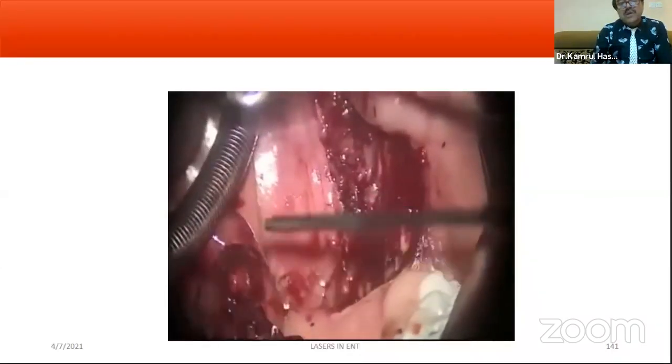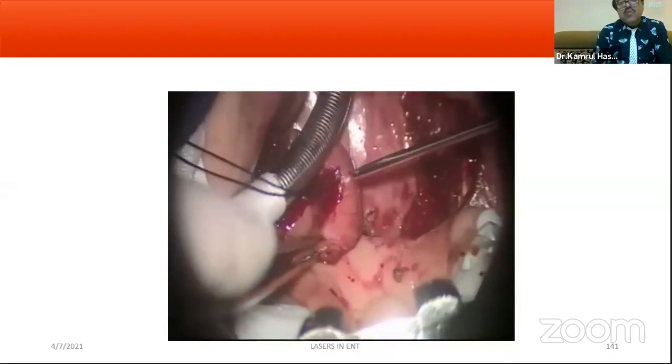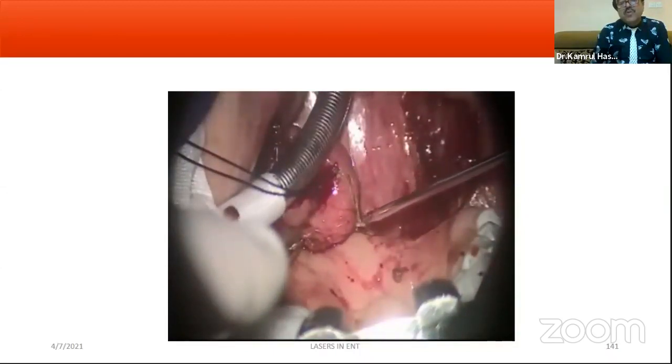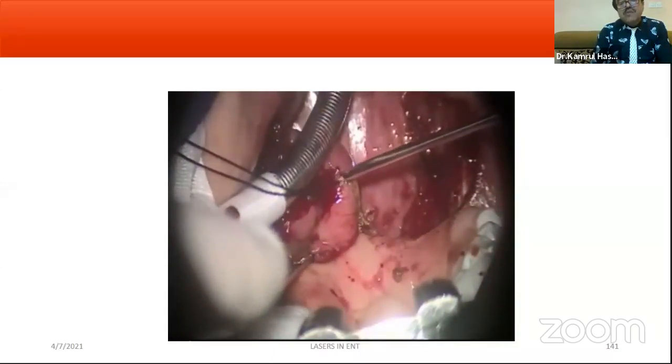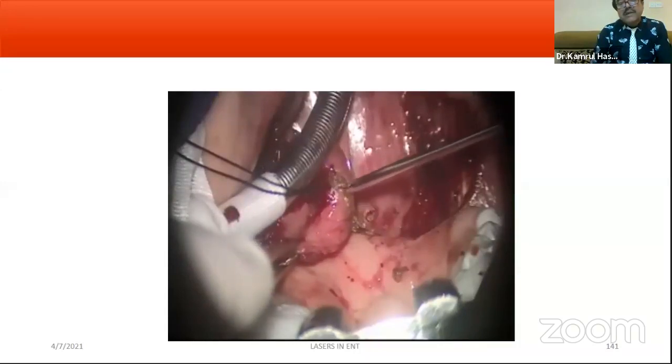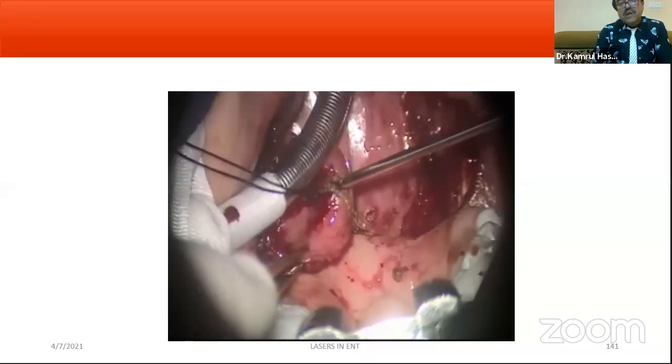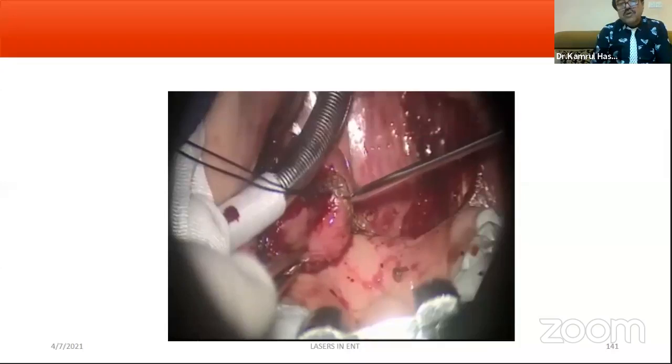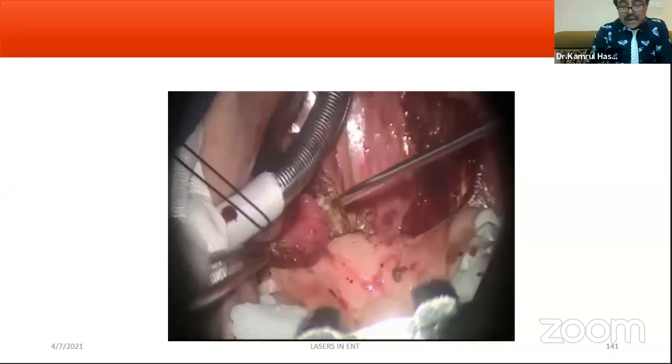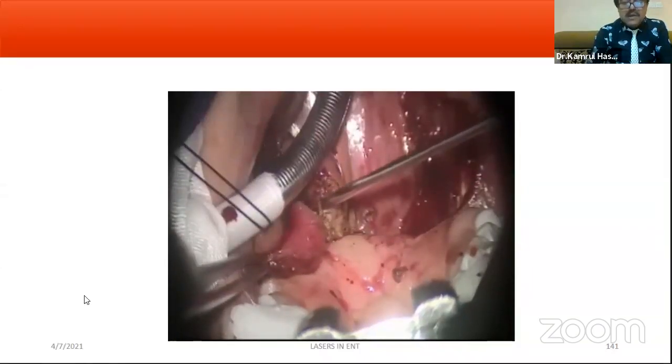In this patient you will see there is a laser tube. With the laser tube the chance of ignition is less, a proper laser tube with a cuff. Anesthesia colleagues are a bit reluctant. If you use a wrapped tube, you should take care not to hit the area.